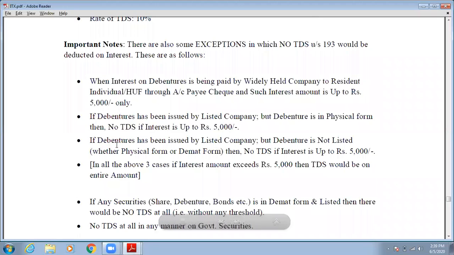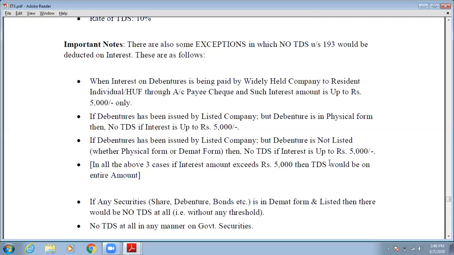Then next is, if the debenture has been issued by a listed company but the debenture is not listed. So the company is listed, but the debentures on which you are paying the interest are not listed, whether in physical form or demat form, then no TDS on interest up to 5,000. So on interest up to 5,000 you do not have to deduct any TDS if you are paying interest on debentures issued by a listed company but these debentures are not listed.